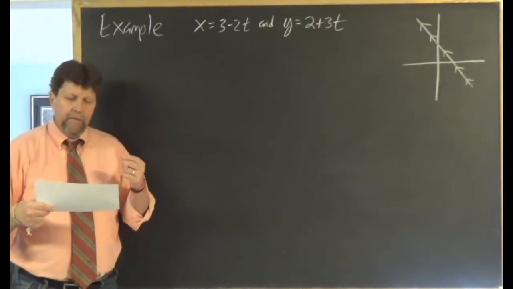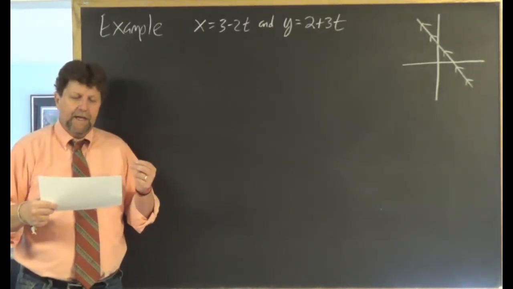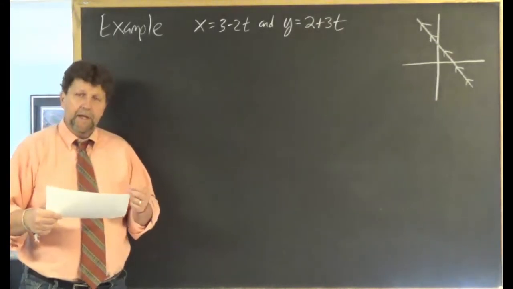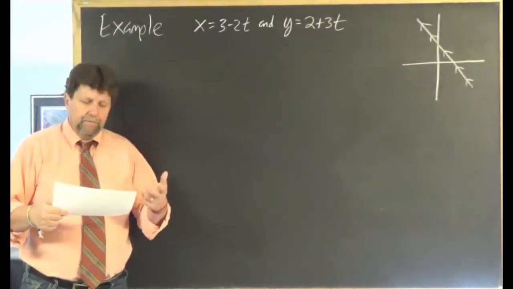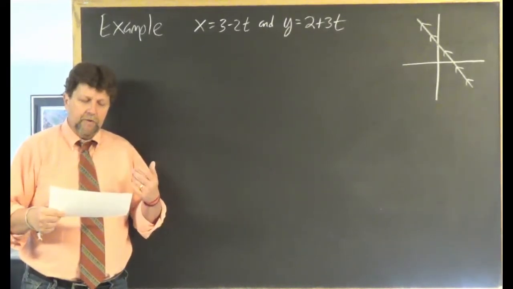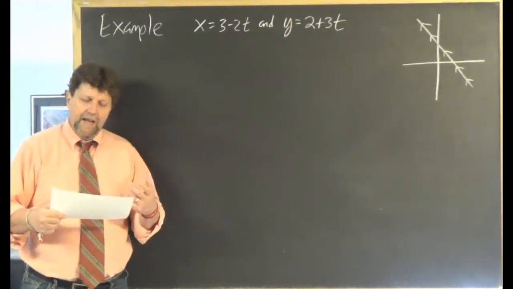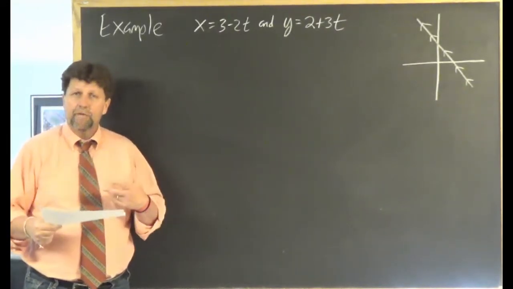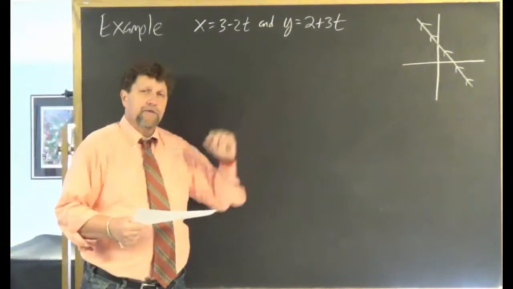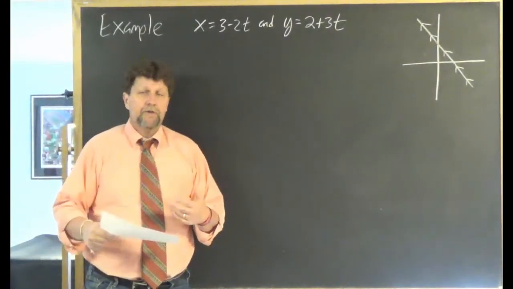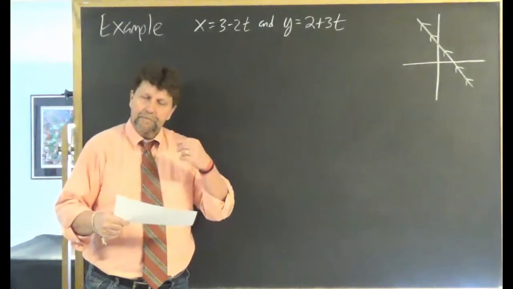All right, this example, we were given the parametric equations, x equals 3 minus 2t and y equals 2 plus 3t. In part A, we were asked to sketch the curve. Then in part B, we're asked to write a rectangular equation for the curve. So we're going to eliminate the parameter in our set of parametric equations and come up with a rectangular equation, an equation just involving x's and y's.